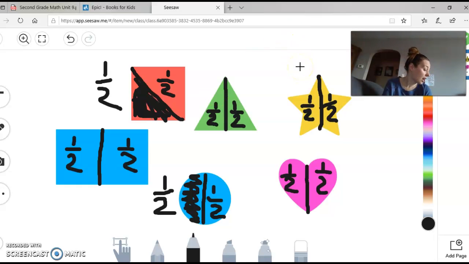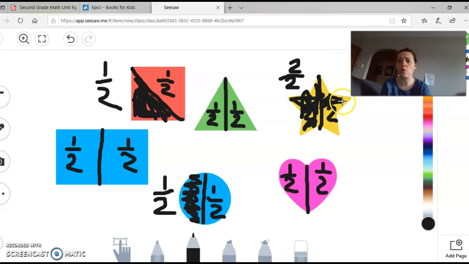Let's say we're doing this star, and I want 2 out of 2. Well, this is 1. How do I make it 2? Oh, I have to color in the other side too. Okay, so that's 2 out of 2. What if I say for this heart, I want 0 out of 2? How many do I shade in on that one? Right, 0. It says 0. I don't want any shaded.